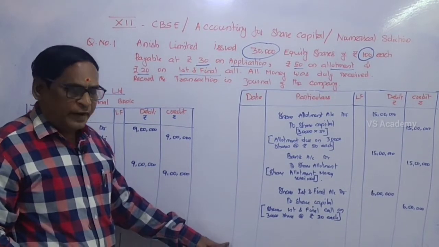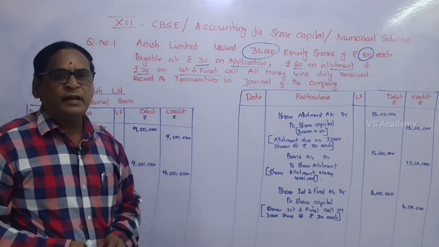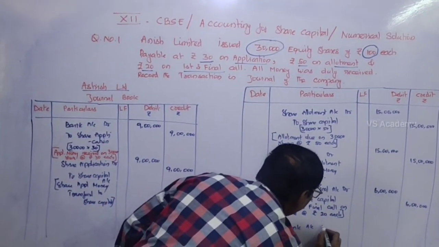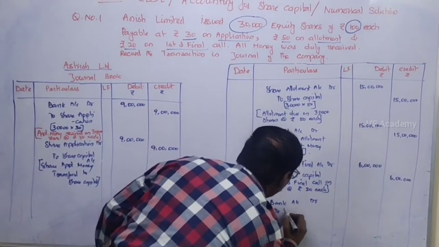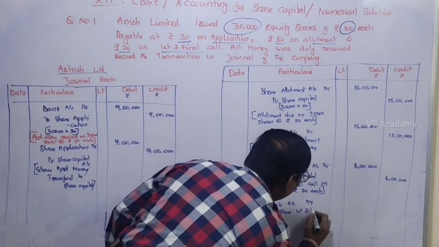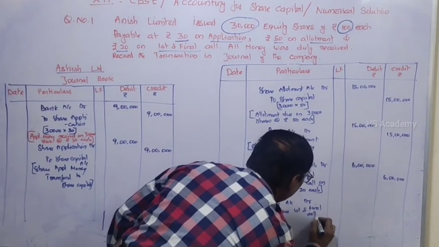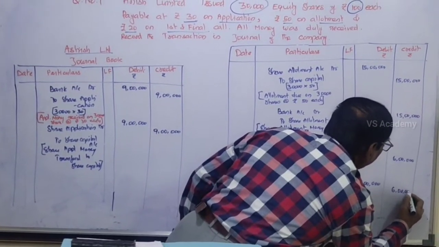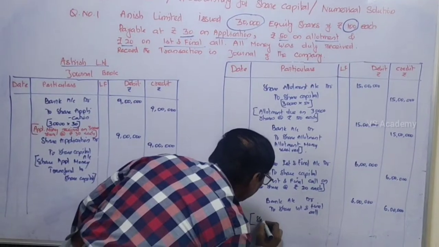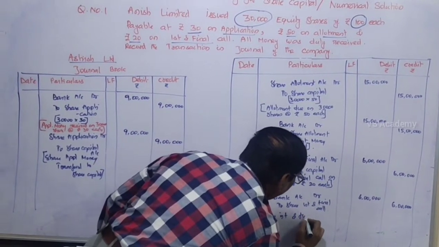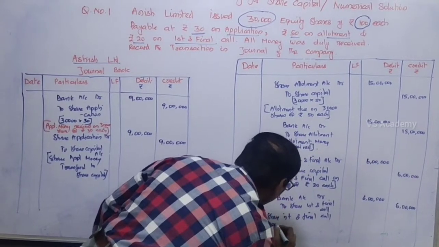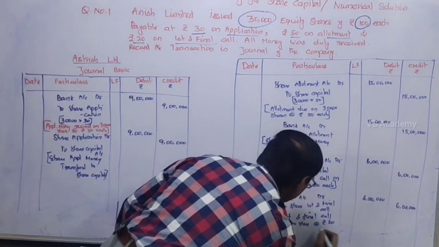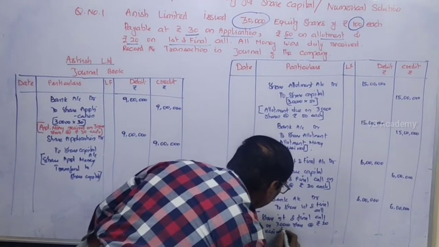Okay, and then next, the final. On receipt of share first and final call, bank account should be debited to share first and final call. The same amount we have now received. Narration: share first and final call on 30,000 shares at rupees 20 received. That's all.